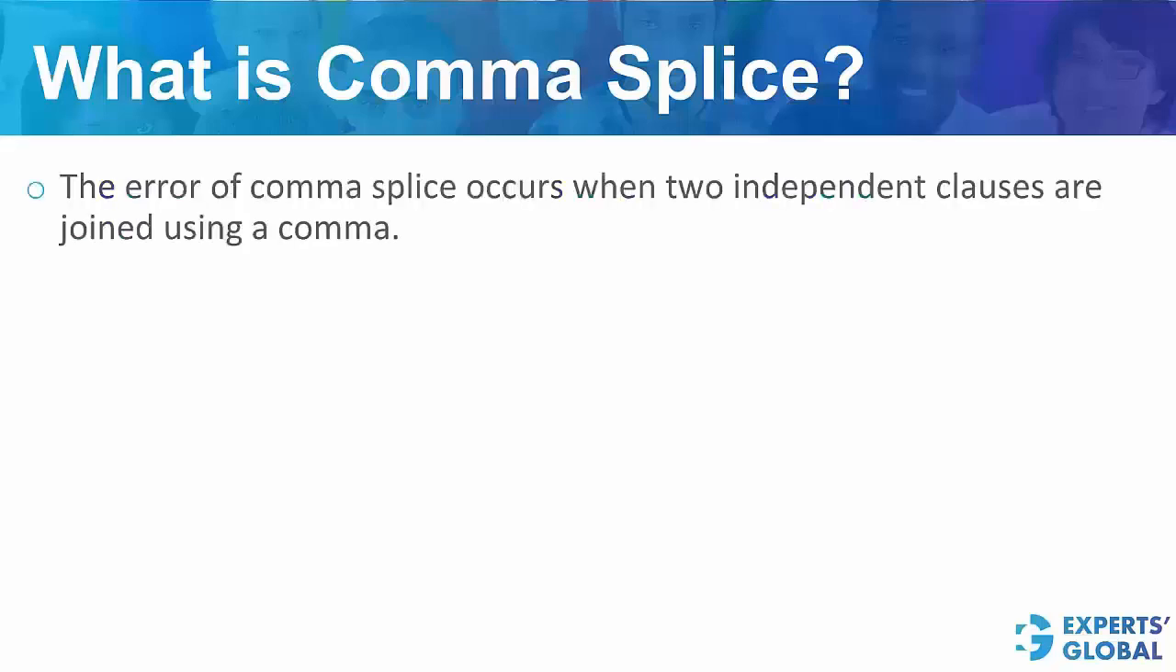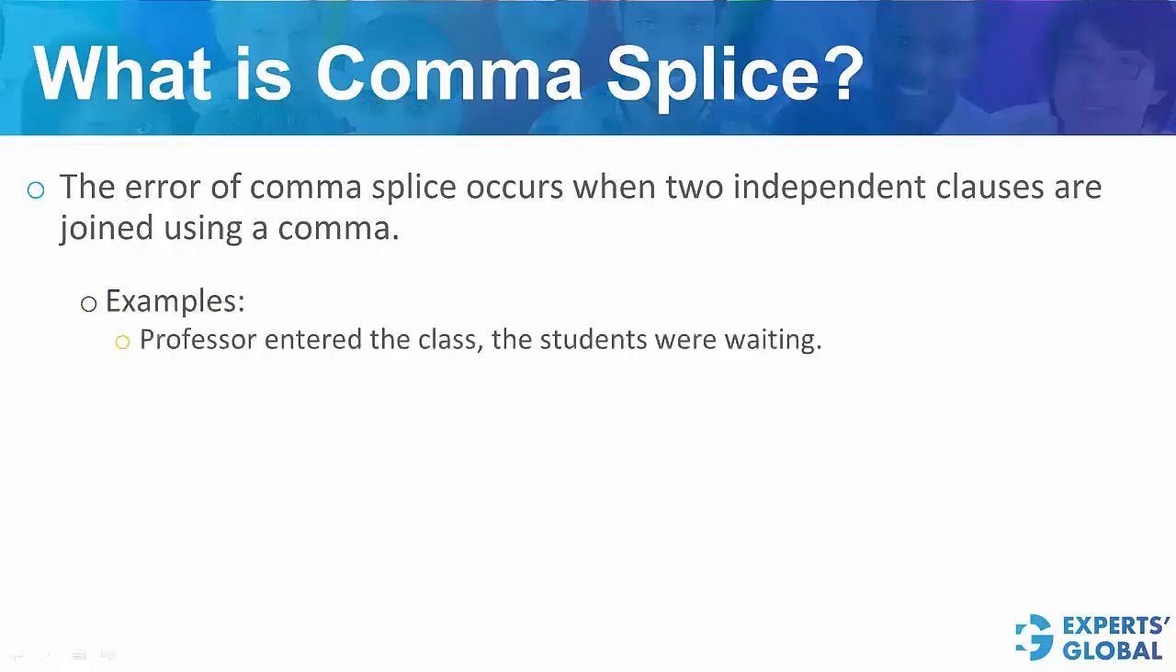The error of comma splice happens when two independent clauses are joined using a comma. Let's look at some examples. You see, this sentence has two independent clauses. This is one independent clause, and this is another independent clause, and the two have been separated by a comma. Remember, a comma is not strong enough punctuation for joining two independent clauses. This sentence suffers from the error of comma splice.